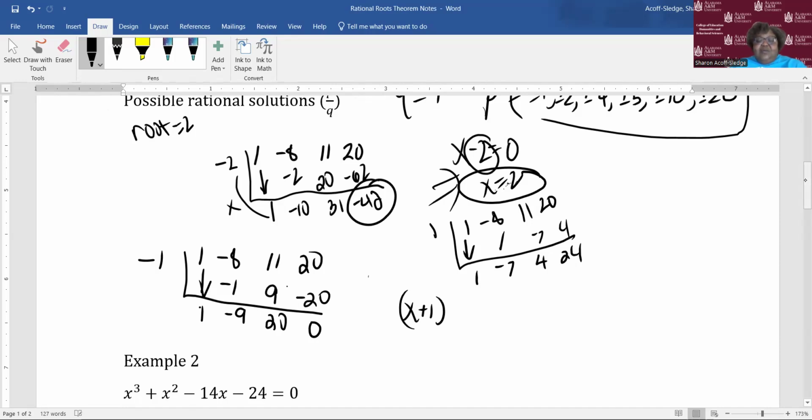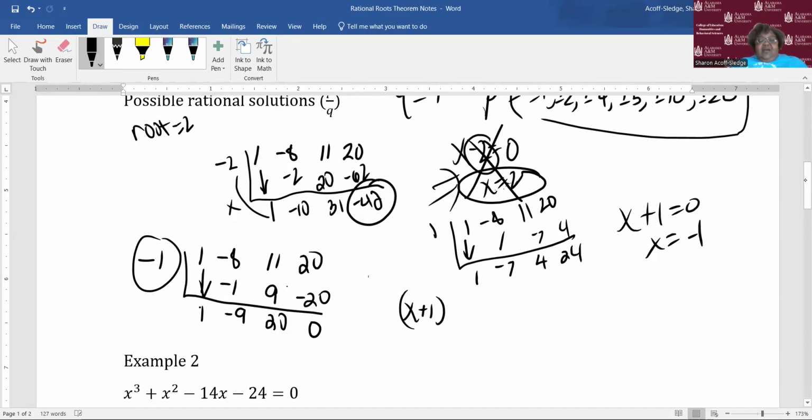It's x plus 1 because my root is a -1. If I set x plus 1 equals 0, I'm going to get x equals -1. So I said that backwards up there. Okay. Of course, you know Miss Sledge makes mistakes. So now what do we do with the rest of this?